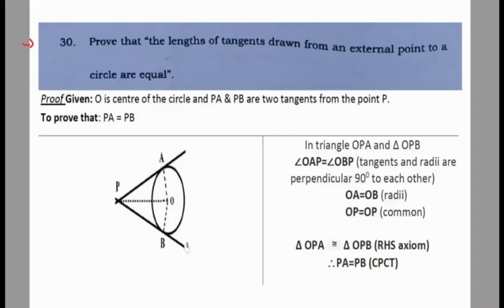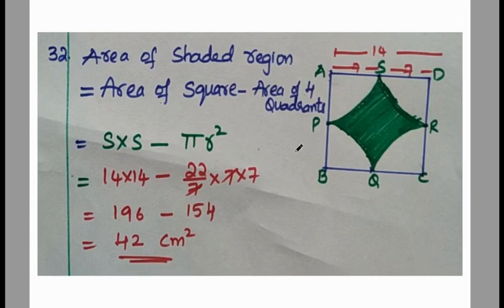38th question is a theorem from circle chapter. Prove that the lengths of tangents drawn from an external point to a circle are equal. The diagram looks like this. OPA is one triangle, and we have to consider OPB as another triangle. And when we compare, we have to prove that two triangles are congruent using RHS axiom. So once these two triangles are congruent, we can write that PA is equal to PB using corresponding parts of congruent triangles. Moving on to 32nd question.